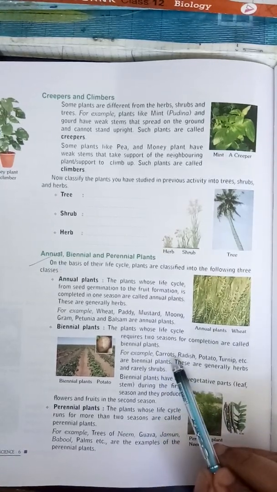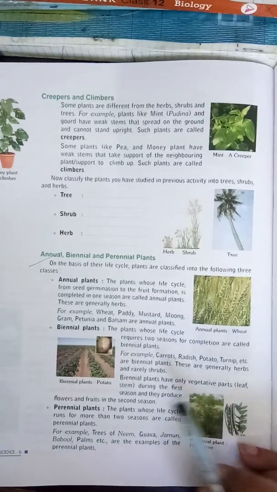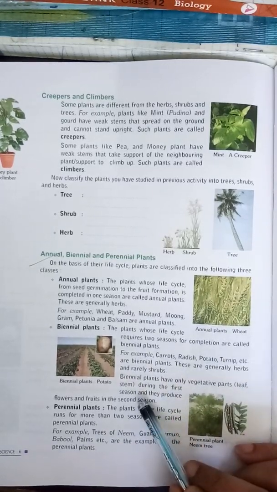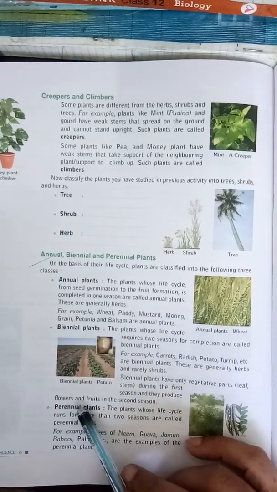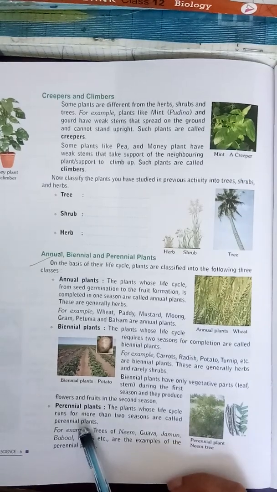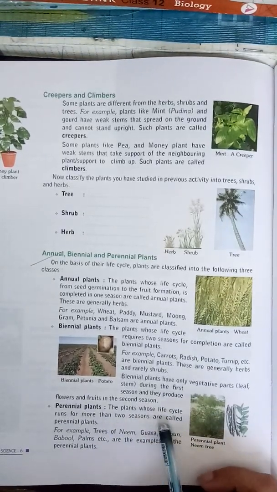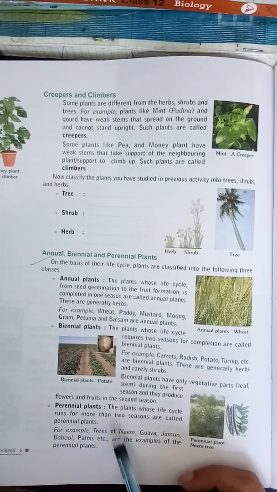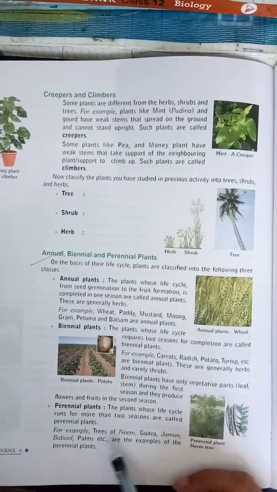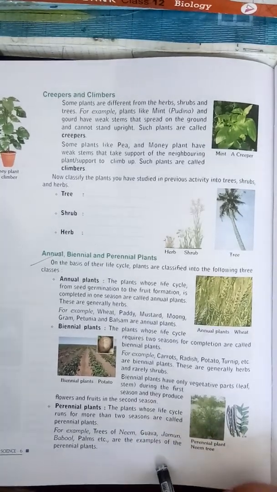Biennial plants have only vegetative parts like leaves and stems during the first season, and they produce flowers and fruits in the next, second season. Perennial plants are those plants whose life cycle runs for more than 2 years. Trees of neem, guava, jamun, babool and palms are examples of perennial plants.